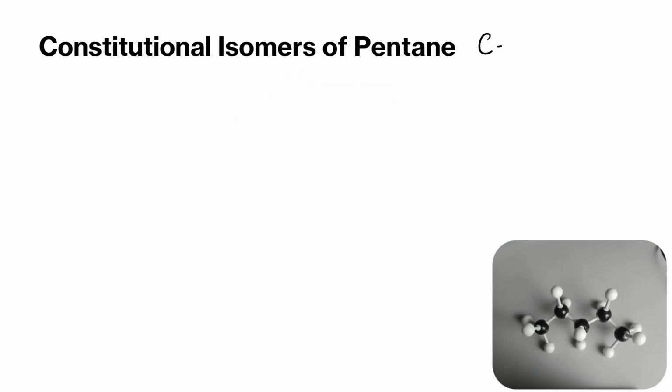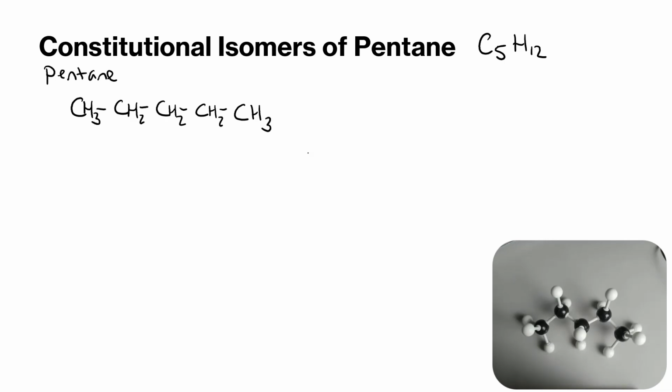Pentane is C5H12 for that molecular formula. Based off the rules we have discussed, we want to have the longest carbon chain possible to become our first isomer. So here we have pentane.